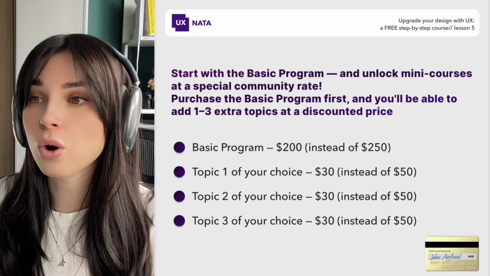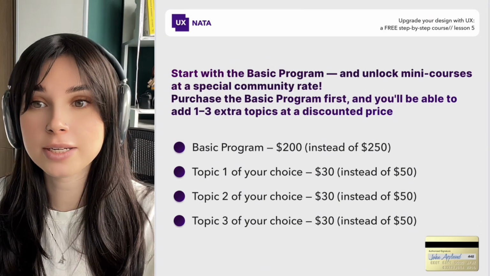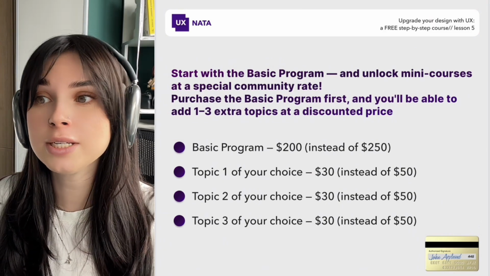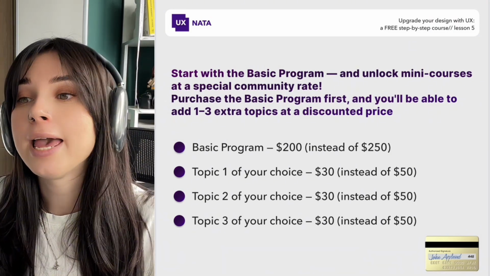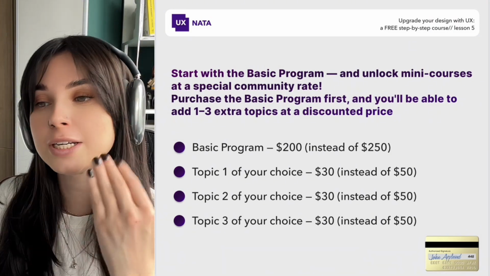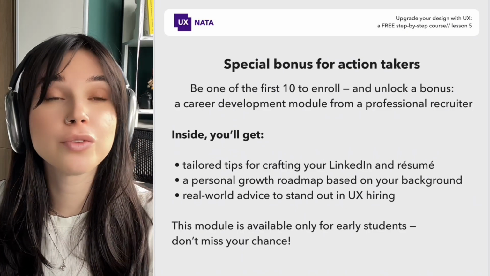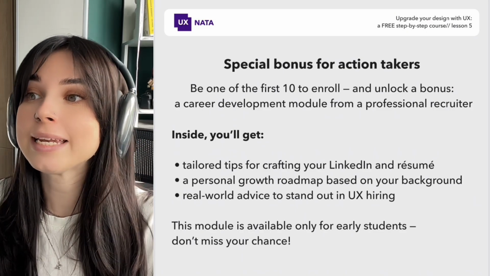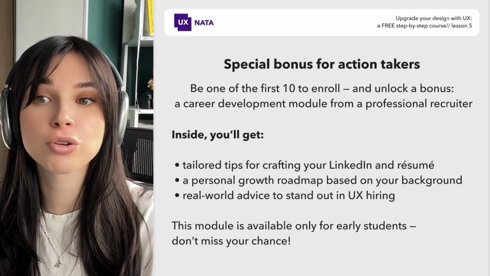Start with the basic program and unlock mini courses at a special community rate. So purchase the basic program first and you'll be able to add 3 extra topics at a discounted price. You can see this. Then, special bonus for action takers. Be one of the first 10 to enroll and unlock a bonus, a career development module from a professional recruiter.